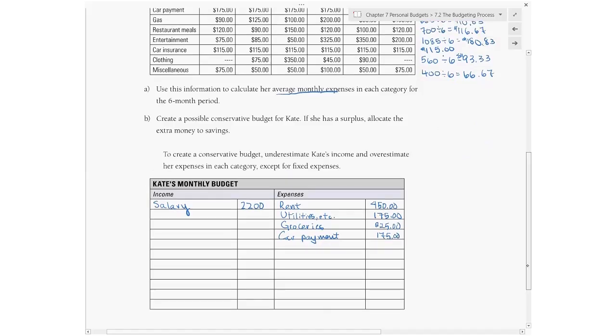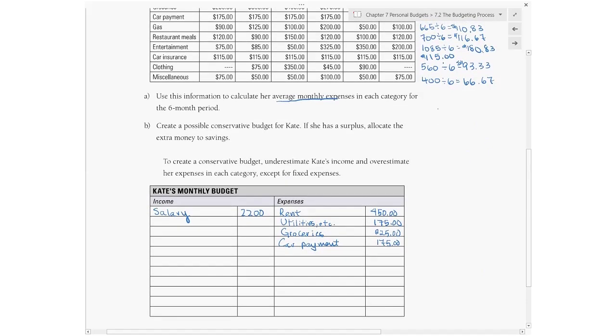Car payment, then gas. So gas, she had $110.83. Let's make it $125. And her restaurant meals. So restaurant meals, $116. So again, let's make that $125.